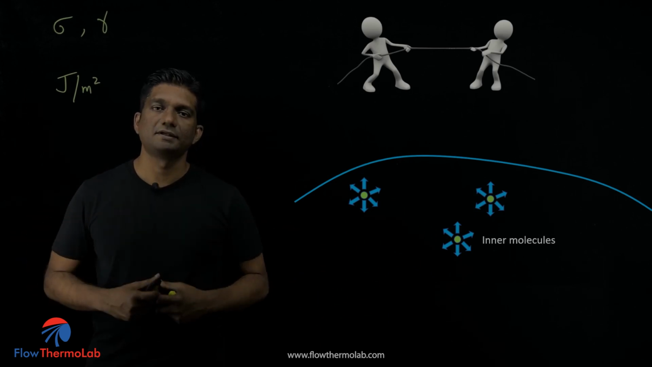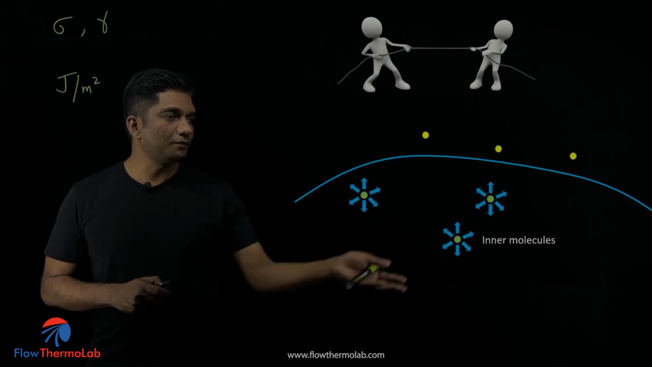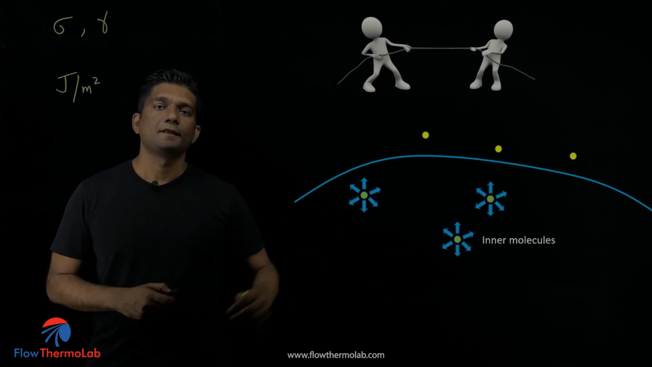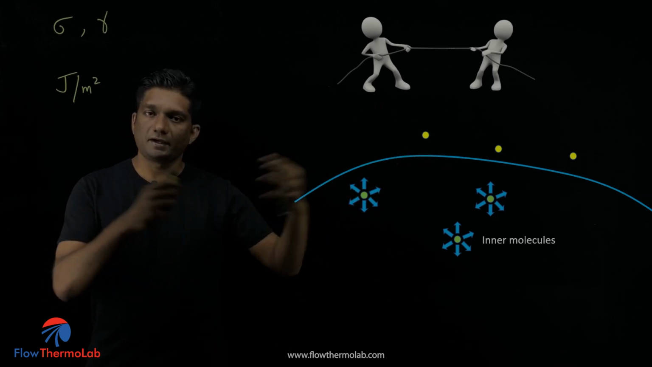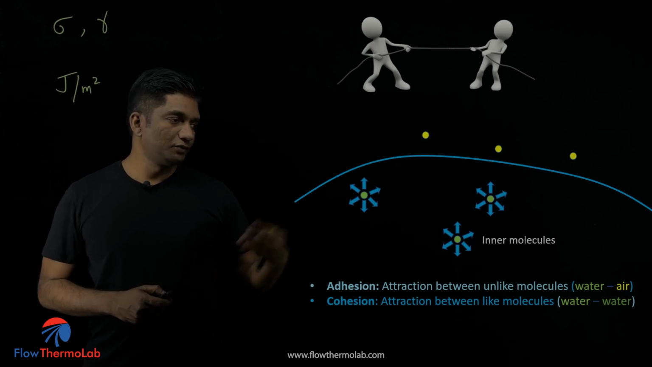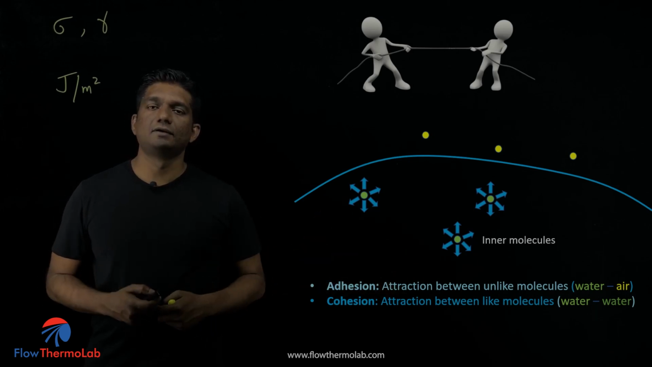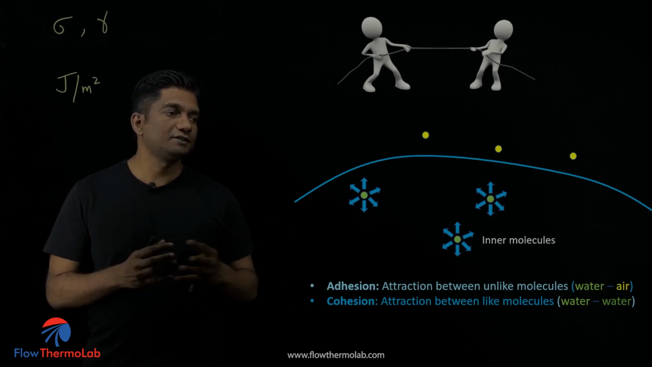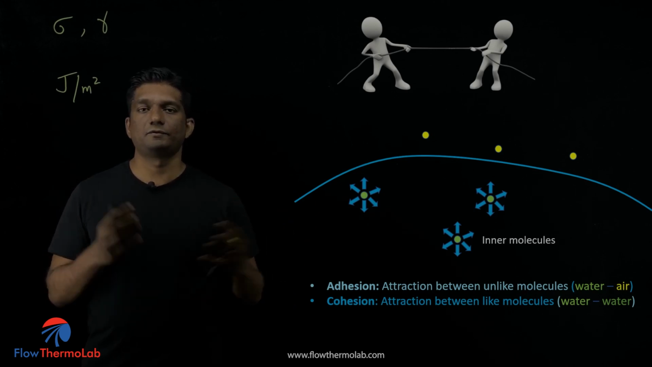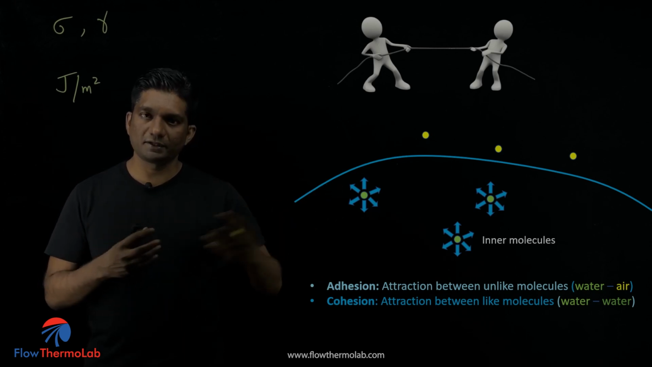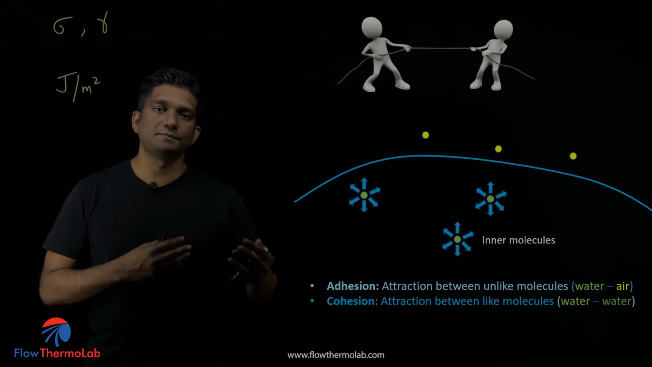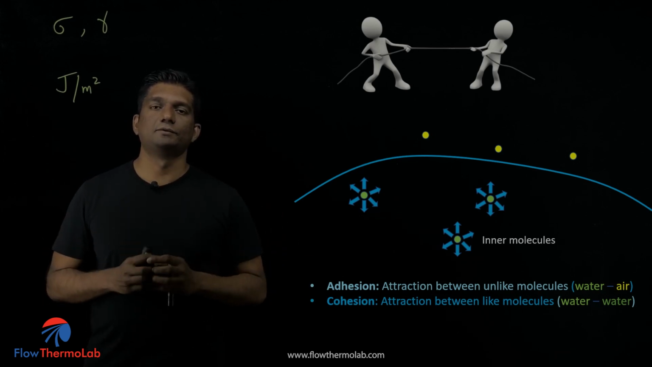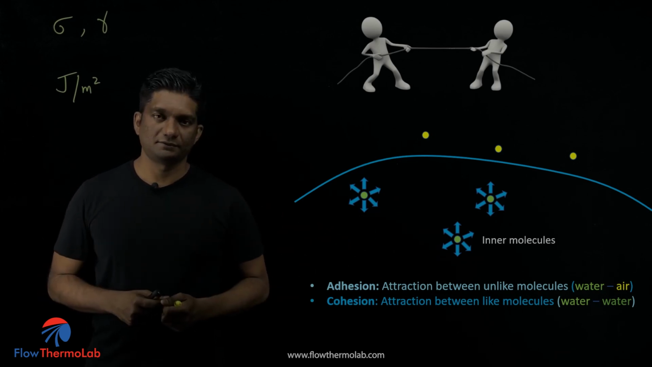The similar molecules get attracted, and on the top of this interface you have air, or we can consider vapor. Let's say air here, and they have their own attraction. The terminology for these forces is adhesion and cohesion. Adhesion is the force of attraction between unlike molecules, so let's say here water and air. If water and air are attracted, this is the adhesion force. Cohesion means the attractive force between like molecules, here water and water.